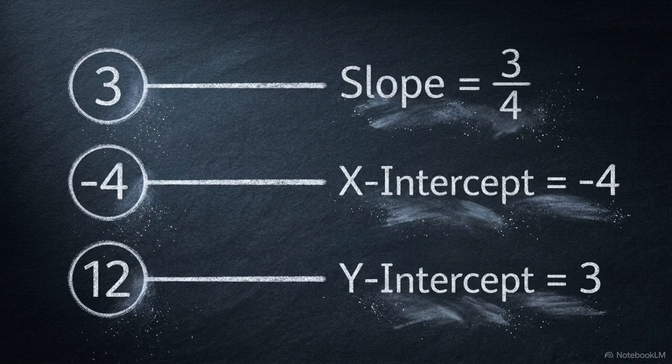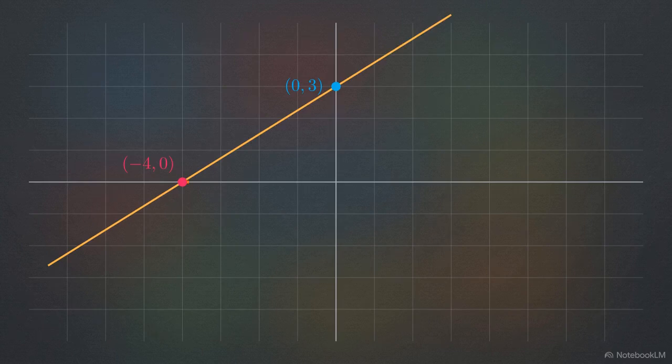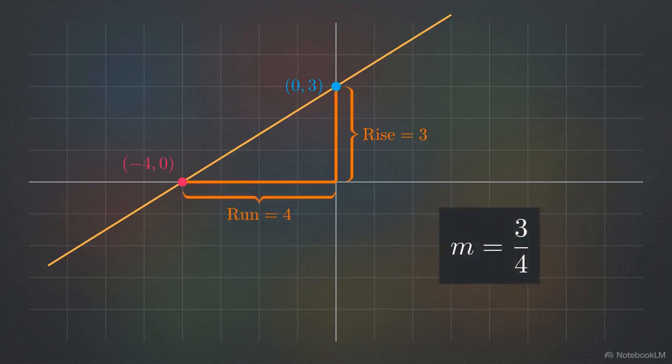To verify, we plot the points on a graph. The first point goes at the x-intercept, negative 4. The second point at the y-intercept, 3. The line drawn through them rises 3 units for every 4 horizontal units, confirming our 3 over 4 slope.